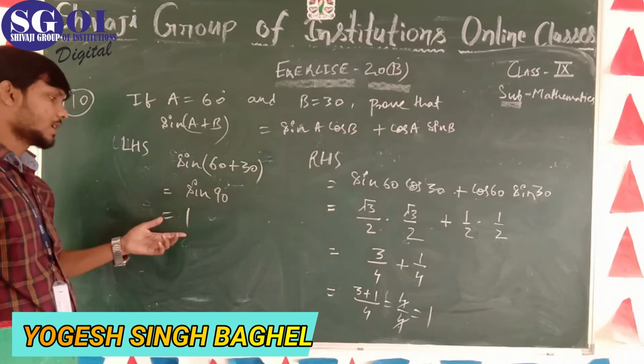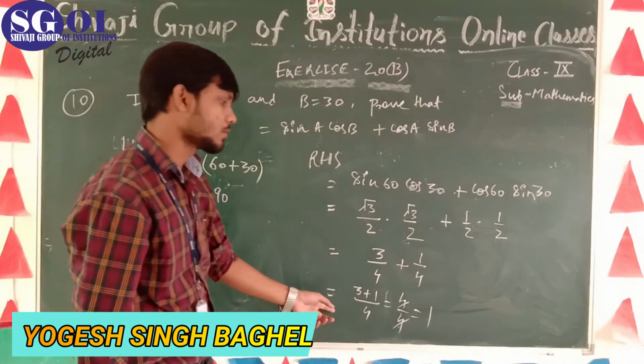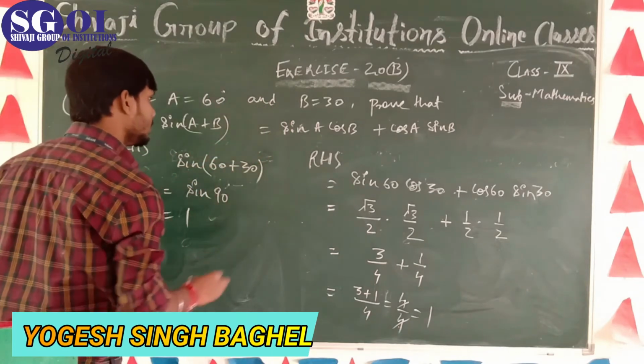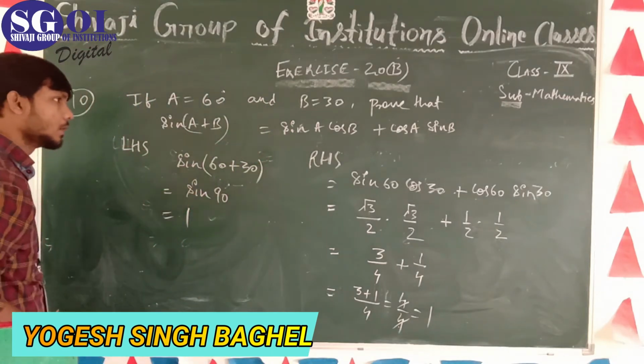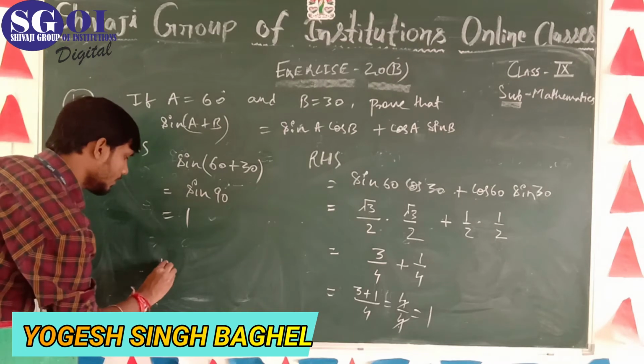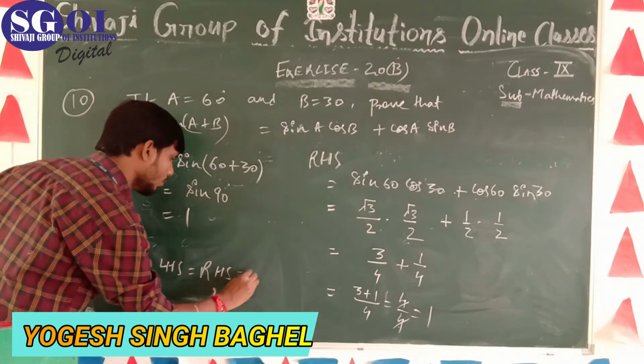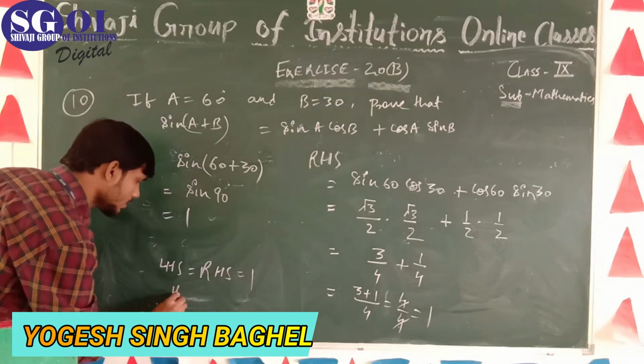Now let's see. In LHS the answer is 1. In RHS it is also 1. So it is proved that the given expressions are equal to each other. LHS is equal to RHS, both are 1. Hence proved.